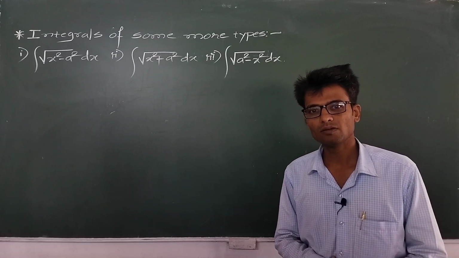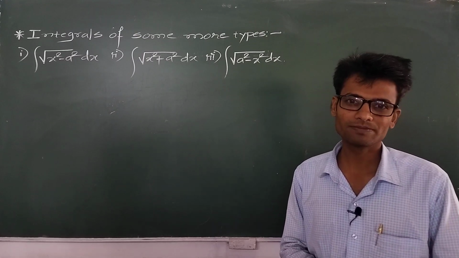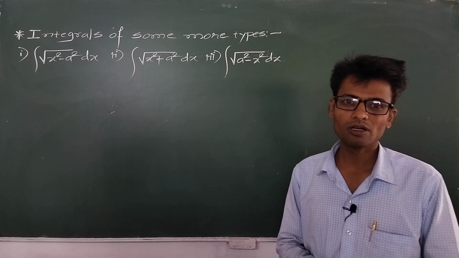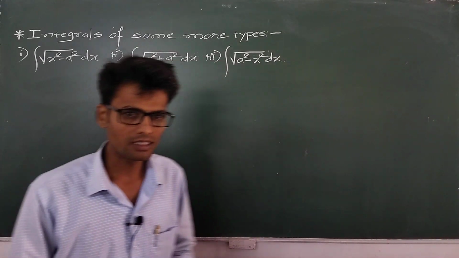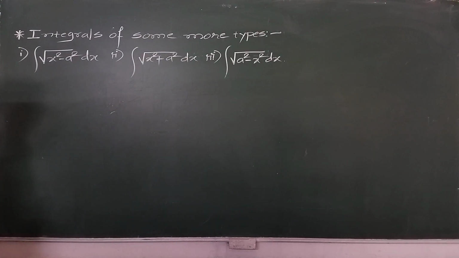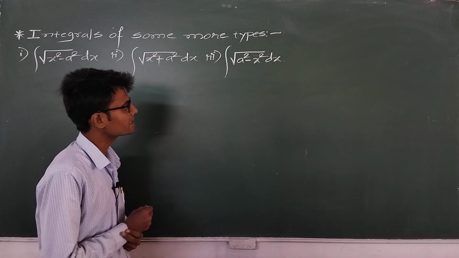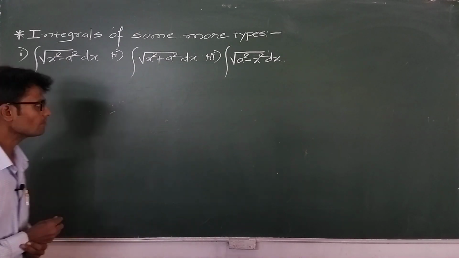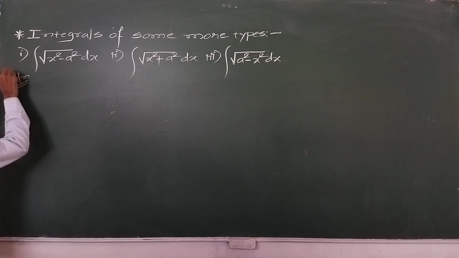Already we have seen integrals of particular functions, and in this video we will see integrals of some more types. The first type is integration of square root of x square minus a square into dx. Second type is integration of square root of x square plus a square into dx. And the third type is integration of square root of a square minus x square into dx. I go for solution of the first one.